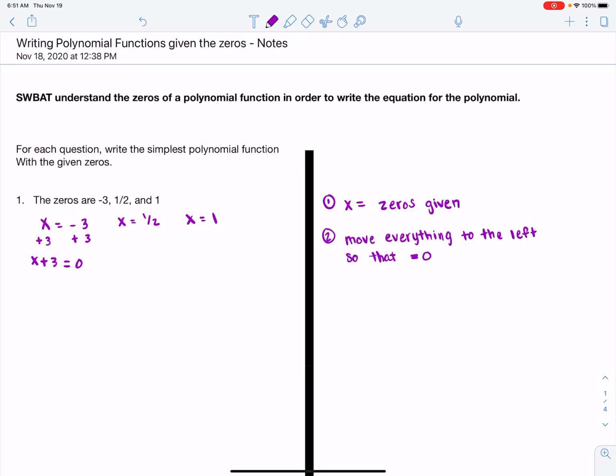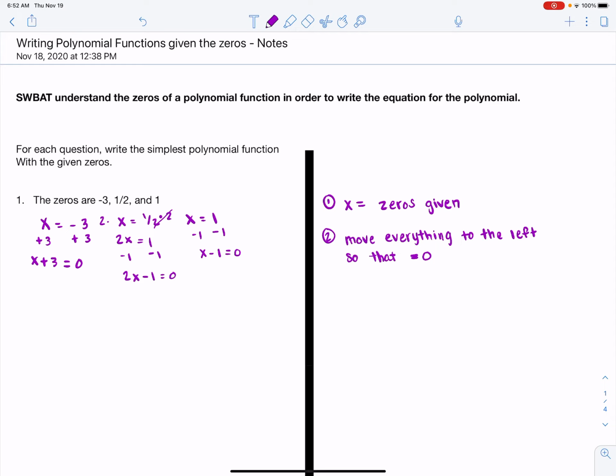Now, when you move the 1/2, you have to move it separate. So 1 divided by 2, we're going to multiply by 2 to cancel. So that's 2x equals 1. Minus the 1, 2x minus 1 equals 0. Okay, x equals 1, minus 1, x minus 1 equals 0. Okay, so move everything to the left.